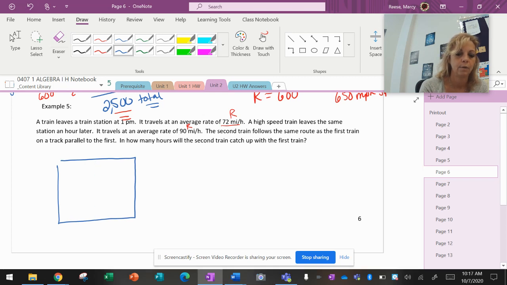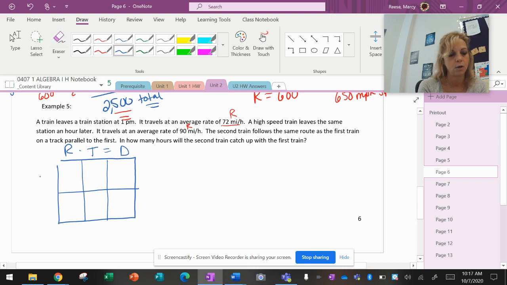I don't know if we're going to do this. So we're going to do this little fancy rate times time equals distance, right? And I'm going to say train 1 and train 2, and I'm going to put everything together. So we need to know, it says how many hours.